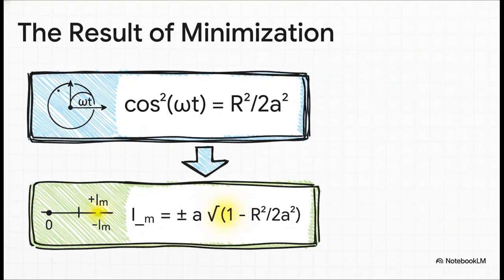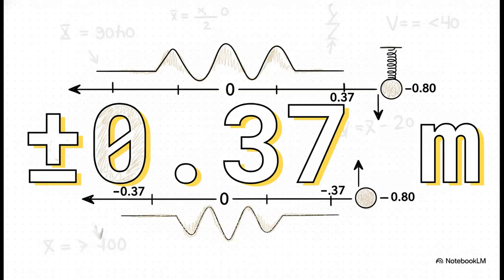And after you do all that beautiful math, this is what pops out. The minimum acceleration isn't just at some random place. It happens at the very specific instant when cosine squared of omega t is equal to this value. From there, we can work backward to find the exact displacement where this magic moment occurs. We plug in the actual values for R and A from the problem, and we find that the minimum acceleration happens at a displacement of plus or minus 0.37 meters.